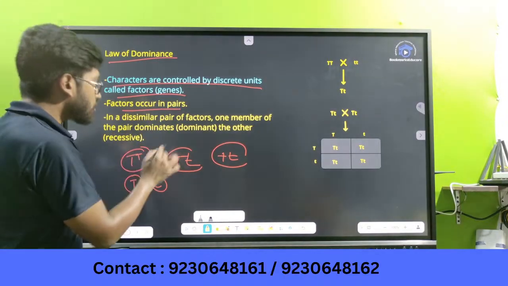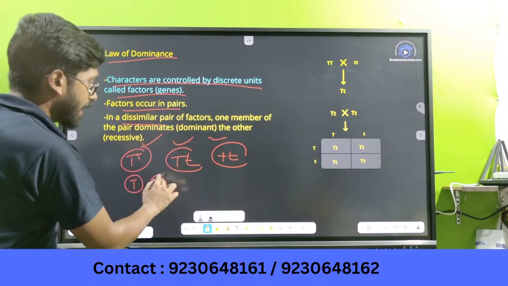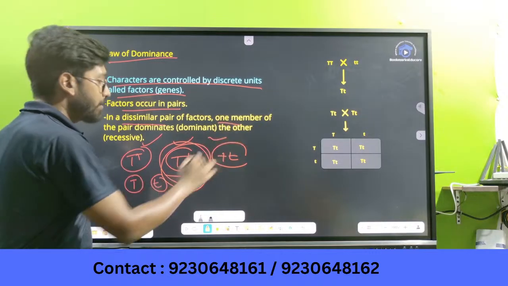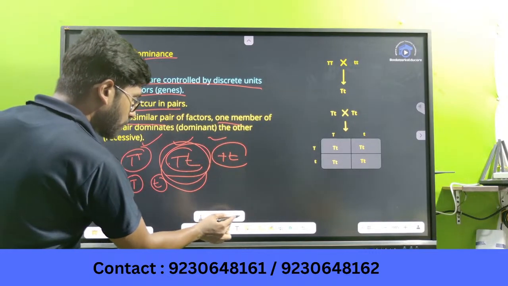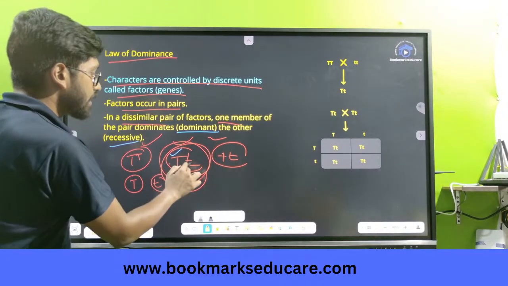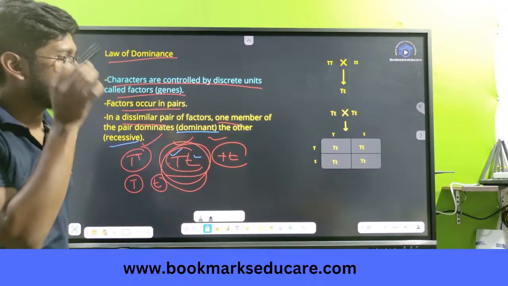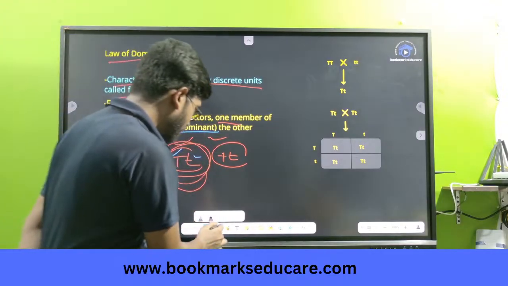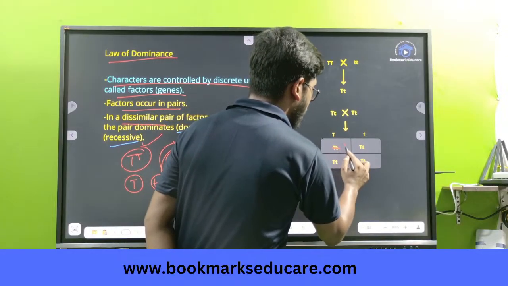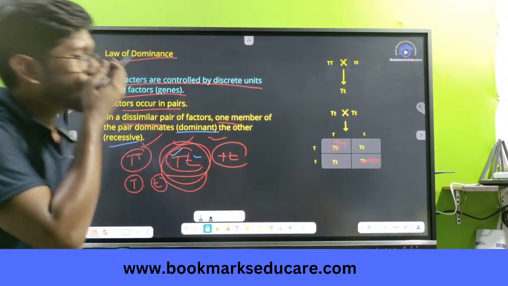So these factors will always occur in pairs, and in a dissimilar pair, as in this pair, one member, as in capital T, is dominant over the recessive, as in this one. Very simple. You can again check the Punnett square. I have written it again. There is a mistake. Let me correct it. This will be capital T, and this will be small t, small t. Okay.